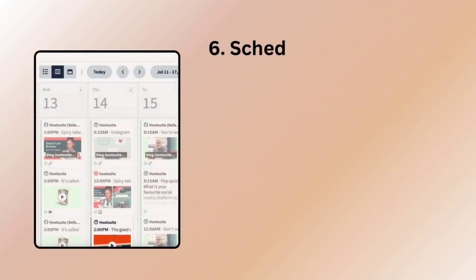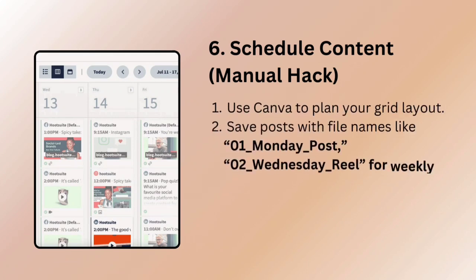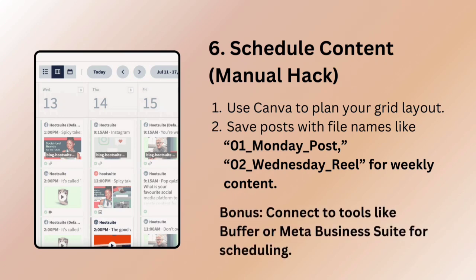6. Schedule content, manual hack. Use Canva to plan your grid layout. Save posts with file names like 01 Monday post, 02 Wednesday reel for weekly content. Bonus: connect to tools like Buffer or Meta Business Suite for scheduling.